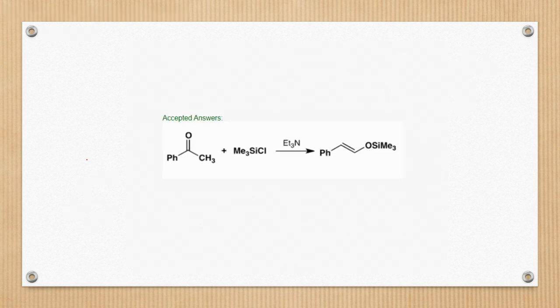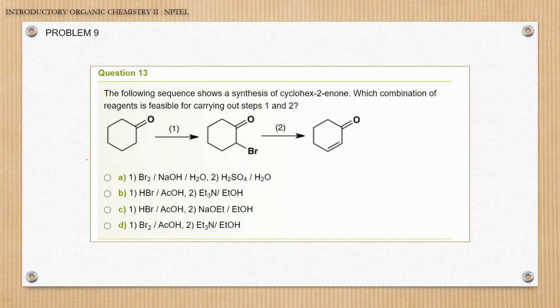Okay. Now coming to problem number 9. In problem number 9, you have to identify the sequence to synthesize the cyclohex-2-enone, that is, which combination of reagents is feasible for carrying out step 1 and step 2. So here, with these particular reagents, you have to put them into the situation and find out which is the correct one.